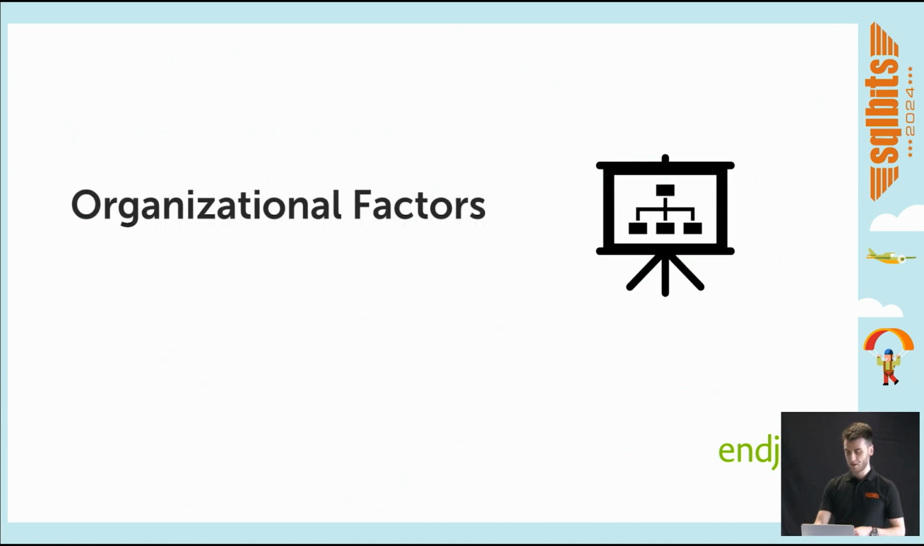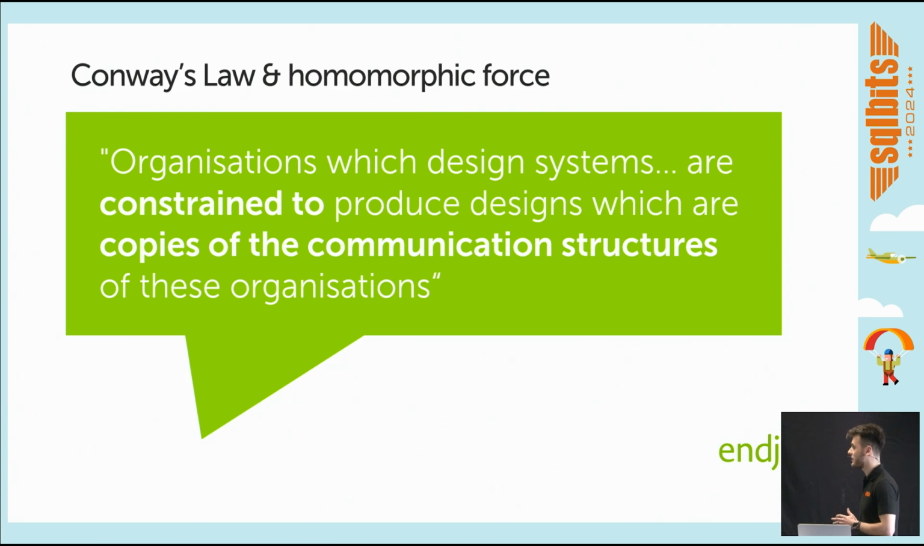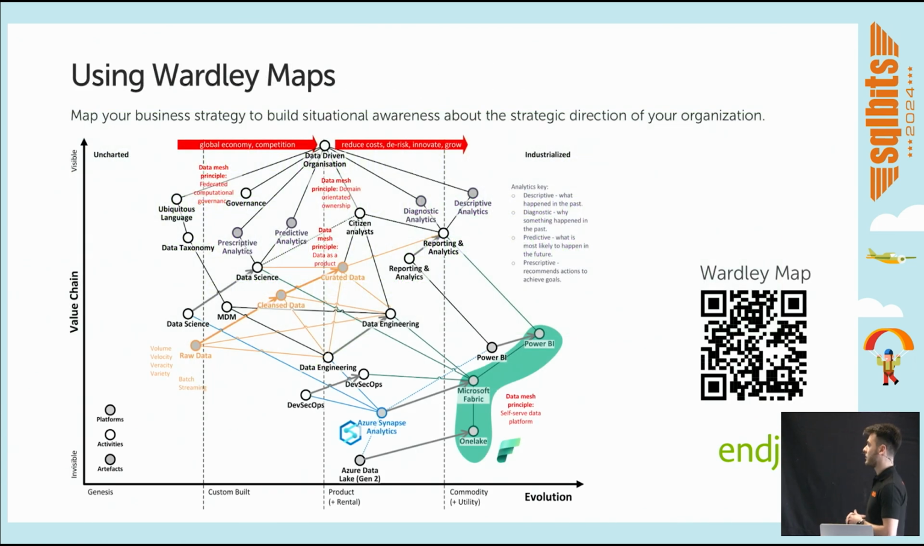So let's have a look at some organizational factors. And the first thing I want to quickly mention here is something called Conway's Law and the homomorphic force. So without going into too much detail, Conway's Law essentially says that organizational design prevails over software architecture design. So your software and your data products that you build will likely mimic the organizational communication structures. Therefore, it's really important to understand the organizational factors that are at play when you're designing your project. And one tool that we love using at Engine is something called Wardley Maps. So this helps you map your business strategy to build situational awareness around the strategic direction of the organization.